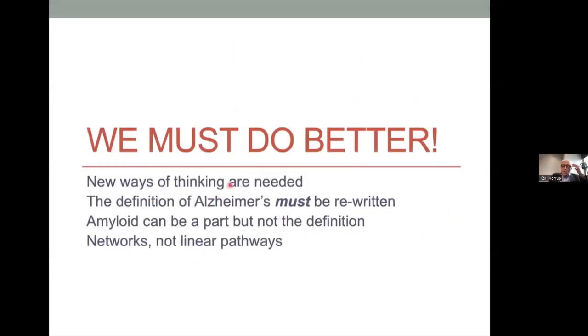We need new ways of thinking. If I could wave a magic wand, the one thing that I would change more than any other is the definition of Alzheimer's. Basing it on amyloid just seems so ill-advised. Amyloid can certainly be part of the definition. I'm not arguing that it may not be relevant. And I think we need to start thinking in terms of networks, not linear pathways. And so what do I mean by that?